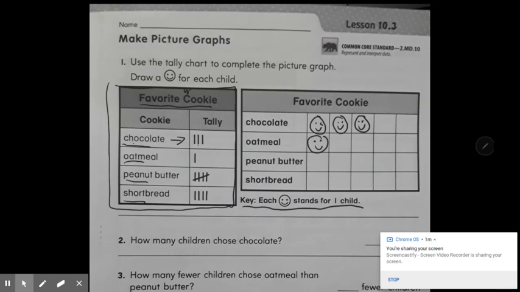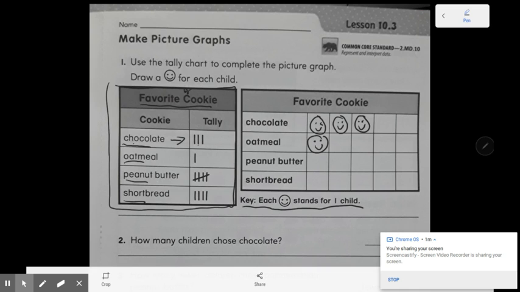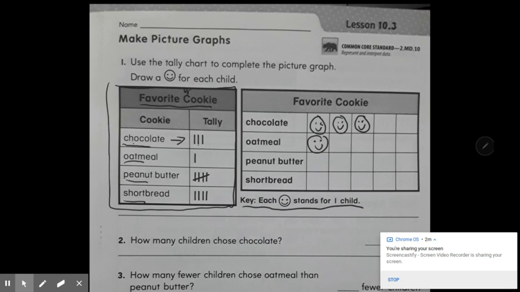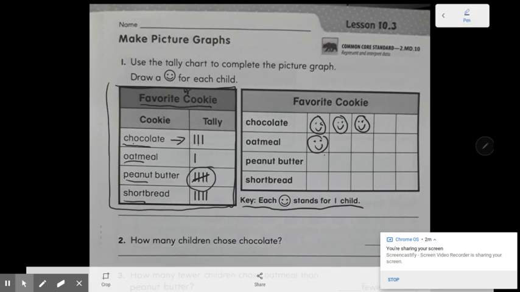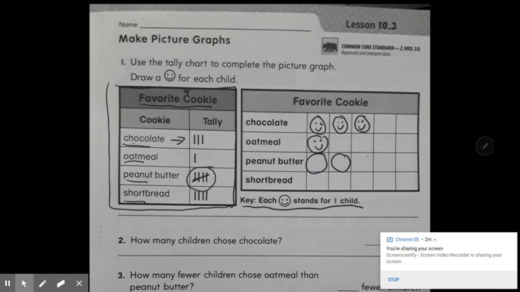Now, the next one is the oatmeal. I only had one tally mark, so I'm going to draw only one circle, and of course, my eyes and my mouth. And then in the peanut butter, do you remember that when we have 1, 2, 3, 4, and then one across, that's 5. So whenever you see this picture, you already know that's 5. So I'm going to go 1, 2, 3, 4, and 5. So I'm creating my eyes and my mouth just because I have to represent it as a picture. That's what the lesson is about today.